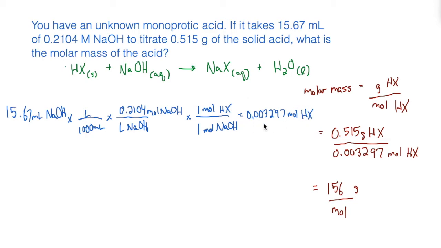We had just calculated that we have 0.003297 moles of our acid. We already knew that we have 0.515 grams of the acid. So to get the molar mass, we divide the grams by the moles. 0.515 grams divided by 0.003297 moles, and we get a molar mass of 156 grams per mole for our unknown acid.